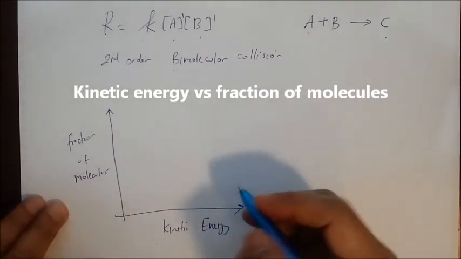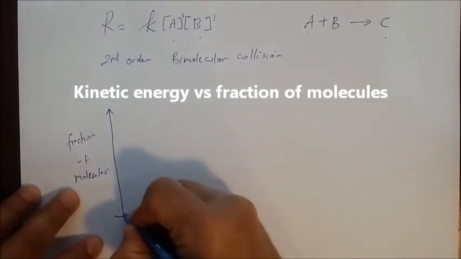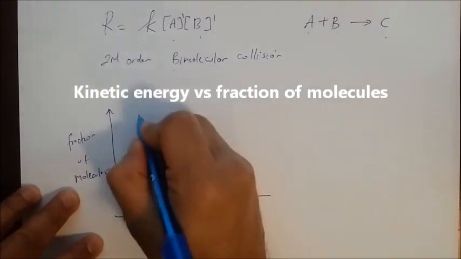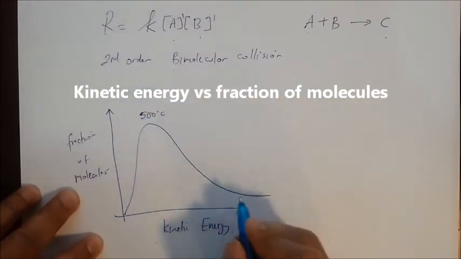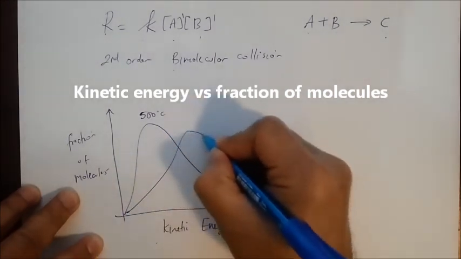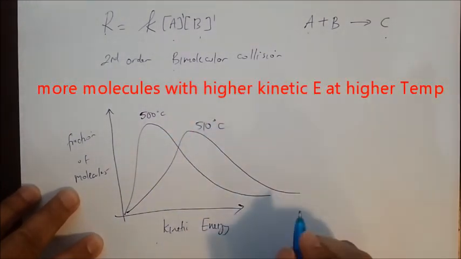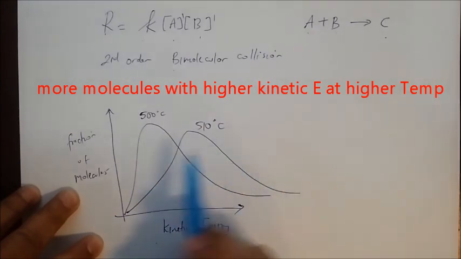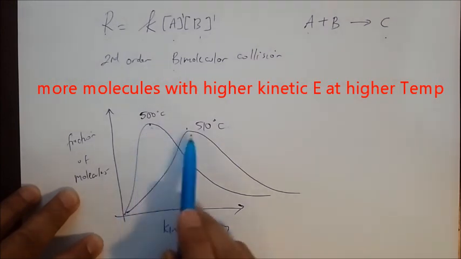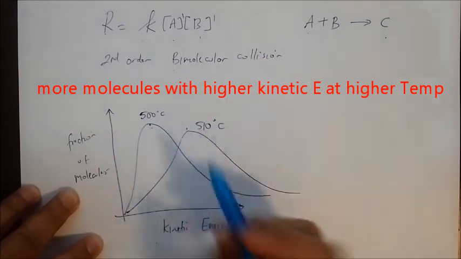So the molecules will have a distribution of energy at a certain temperature, right? Let's say this is at 500 Celsius. Now at 510, you will have something like this, right? 510. Now, the average kinetic energy shifted. Obviously, if you have a higher temperature, then you have higher kinetic energy.